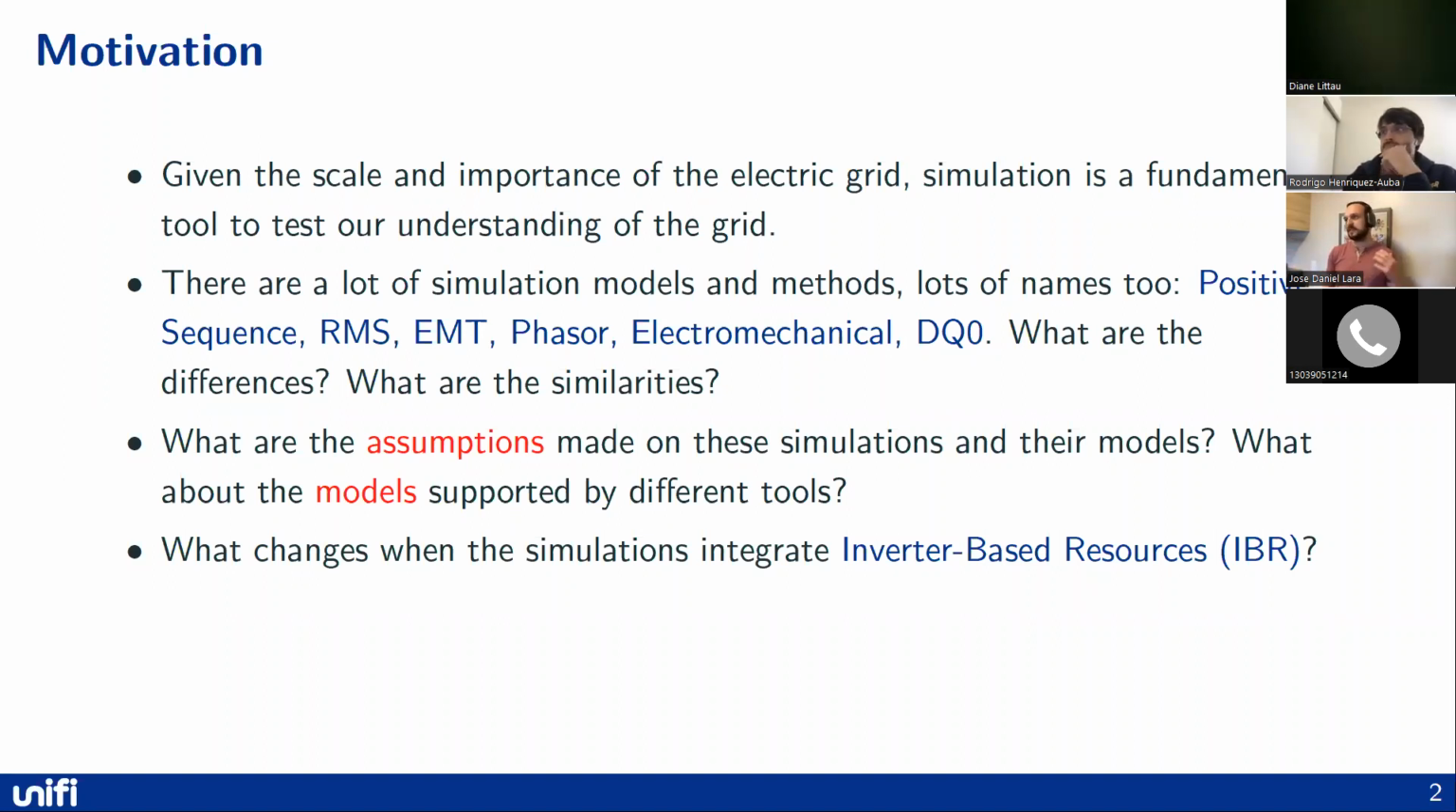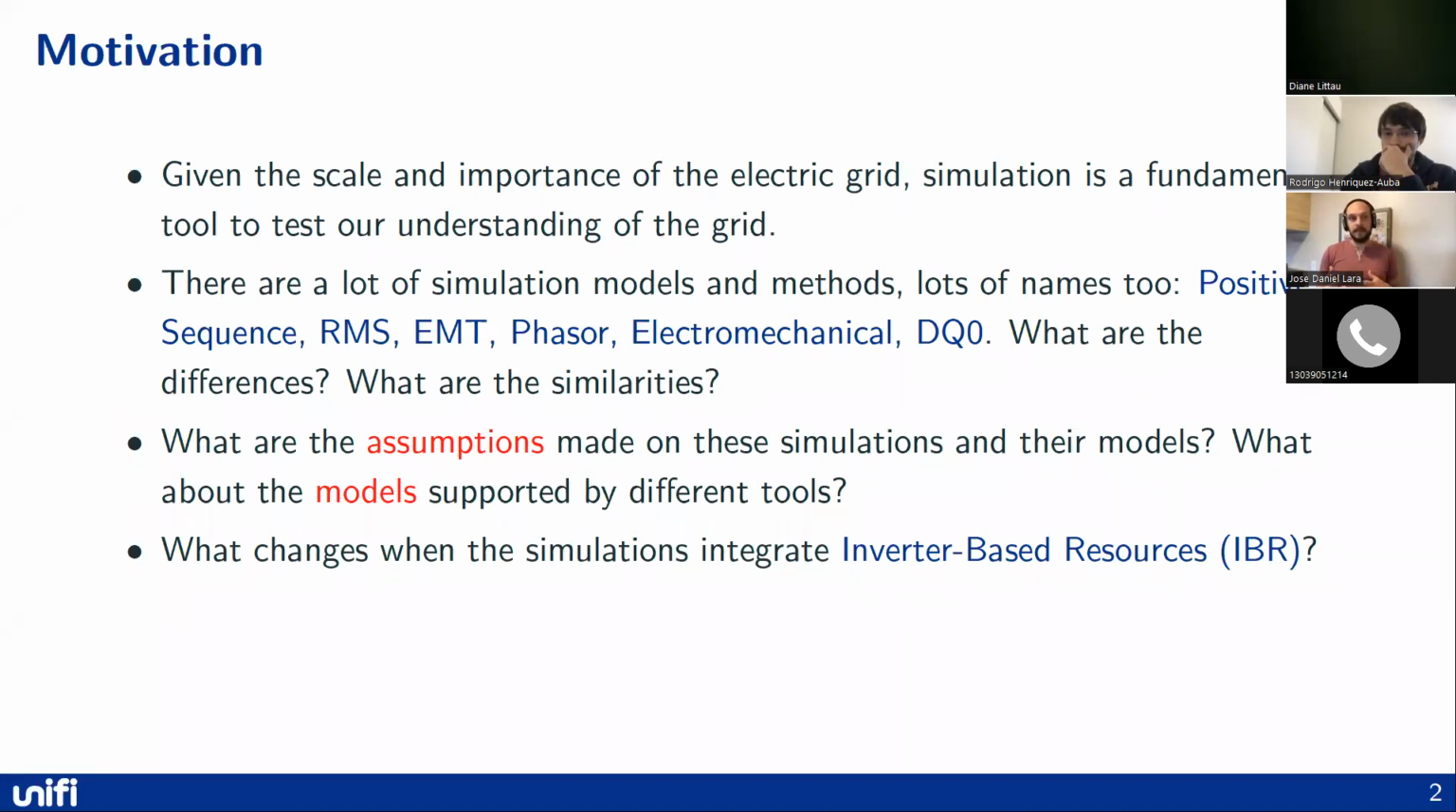So we had positive sequence, RMS, EMT, phasor. We even had a student discussion group with other colleagues over the span of months to try to come up with what the definitions should be. And we decided to take a step back and say, okay, let's stop trying to guess what things are and go back to which assumptions and simplifications are used in different modeling techniques, and which ones are supported by different modeling tools, to understand how these existing techniques and models change with the upcoming changes for IBRs, right?